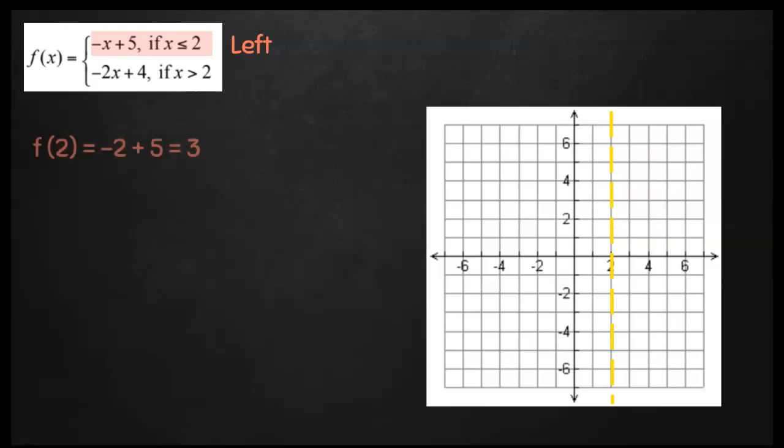Now with that 2, I'm going to plug it into my function rule. So I get negative 2 plus 5, which is going to get me 3. And my endpoint is going to be 2, 3. Now it will be a closed circle because I did have that less than or equal to symbol in the domain. So I'm going to put my first point at 2, 3.